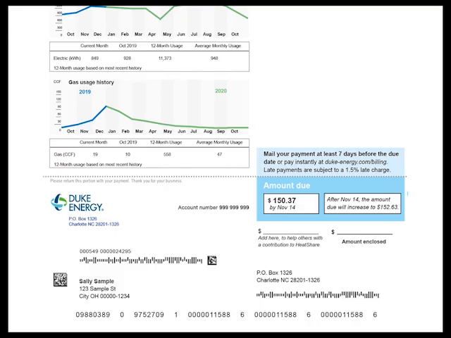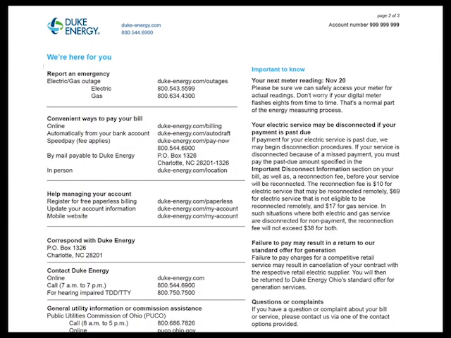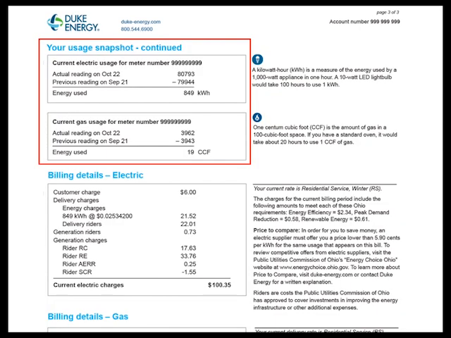The bottom of the first page contains your payment slip. The second page contains contact information for Duke Energy as well as important information and announcements. Let's shift our attention to the third page.